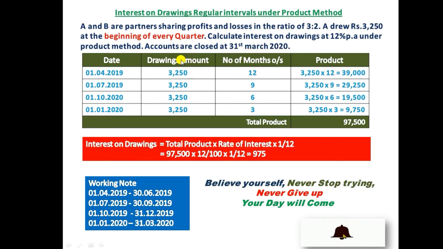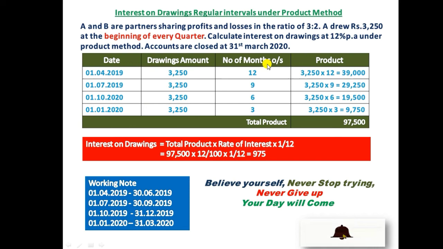So as usual, we should make the table and record the dates. When we record the dates, we should record the beginning of every quarter. According to the working note, as I already explained, the same dates we need to record here. So on 1/4/2019 he drew 3,250. Then after 3 months again he drew at the beginning of the second quarter, 1/7/2019, 3,250. In the third quarter also the same, and even in the fourth quarter he drew 3,250.